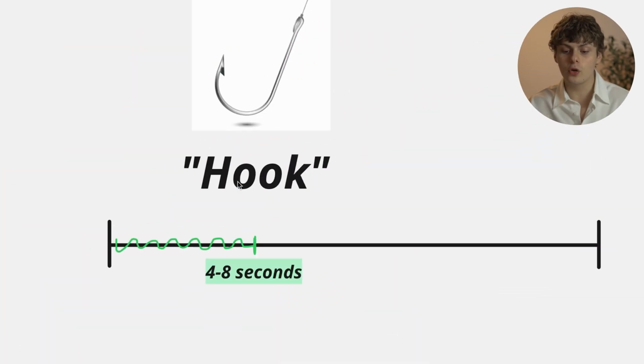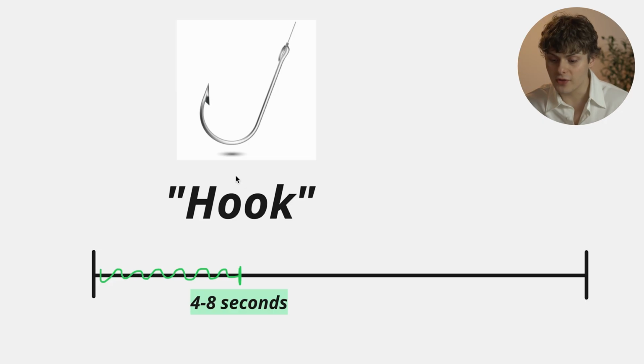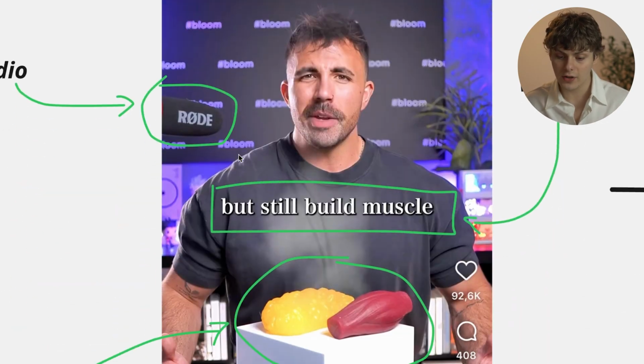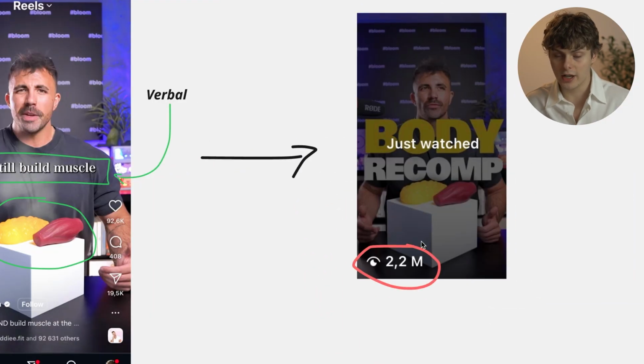First, every single good performing hook, which we're gonna define for this video as the first 4 to 8 seconds of the video, is made of 3 components: visual, verbal, and audio. Visual is what you see, verbal is the meaning behind the words, and audio is what you hear. And only by nailing those 3 things, you can create a true outlier. So how do we do it?